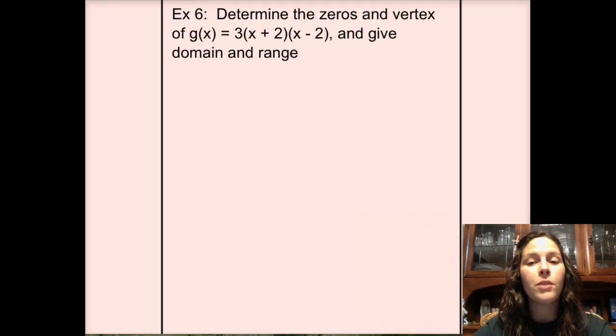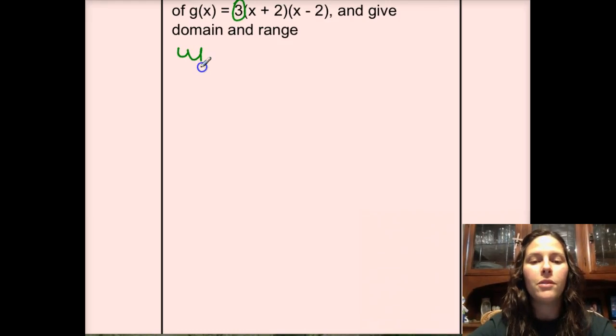One more example, finding all of the critical information for a graph in factored form. Determine if it opens up or down. This isn't part of the question, but we always want to do that with our quadratic functions. This one, our lead coefficient is positive, so it opens up.